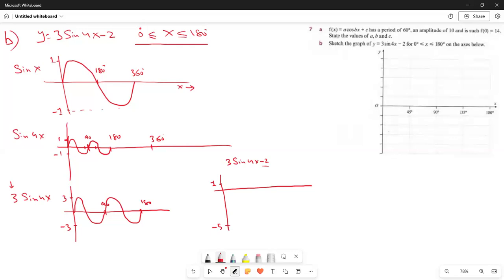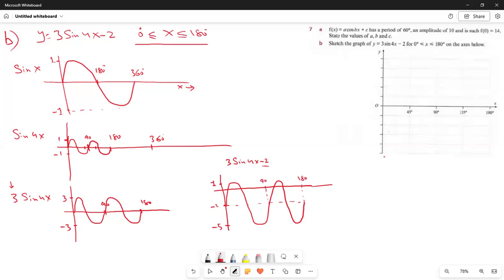And 0 will move to minus 2. So the middle point of this graph is going to be at minus 2. This is the middle point, and around this I will fluctuate 1 cycle and 2 cycles. Okay, this point is 180 degrees, and this is 90 degrees, and this is how the graph looks.